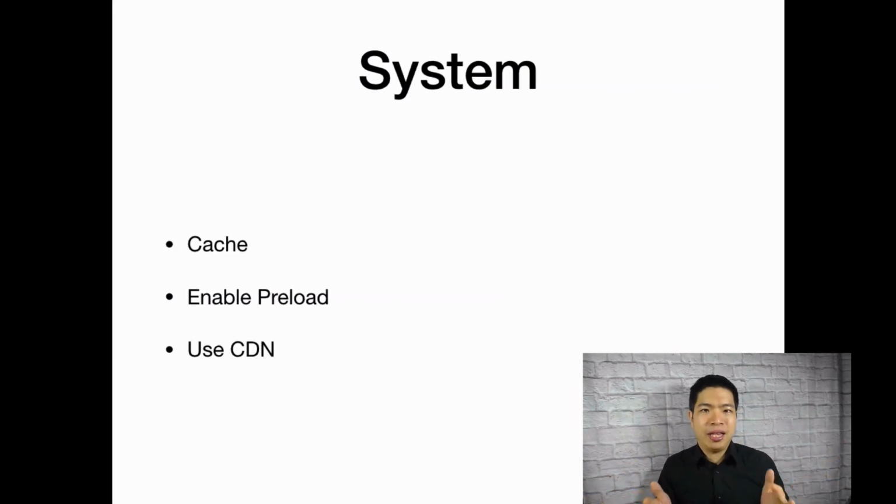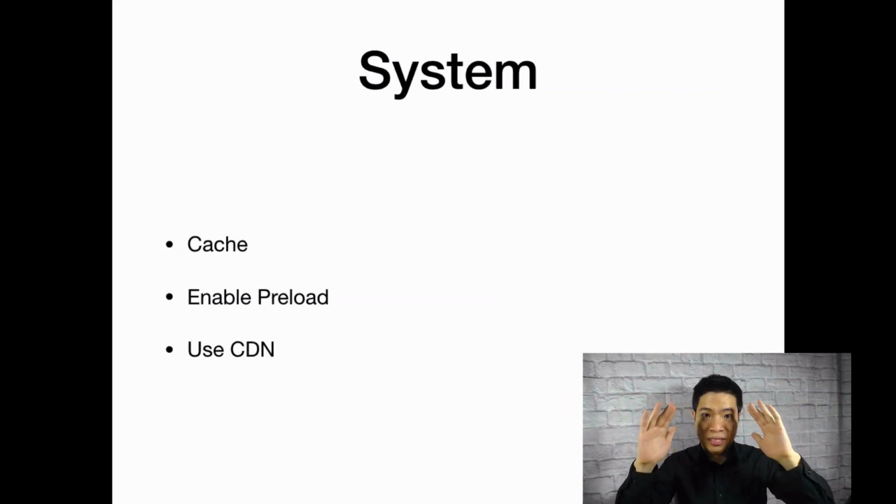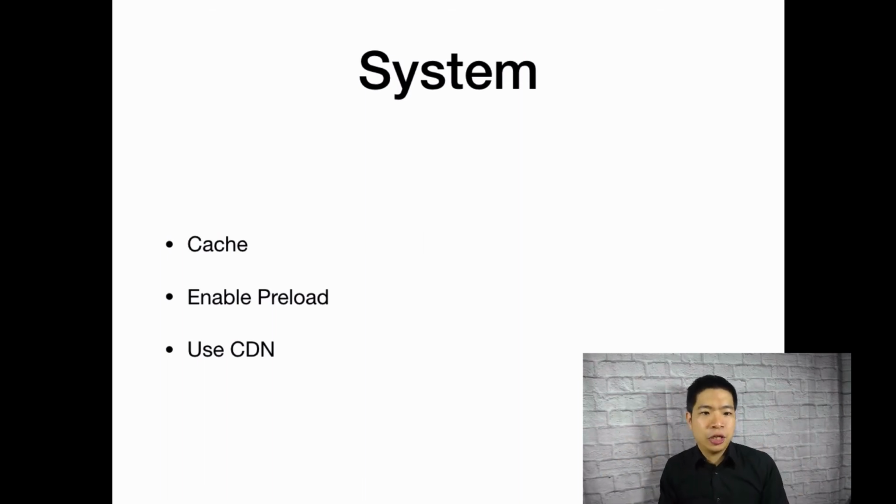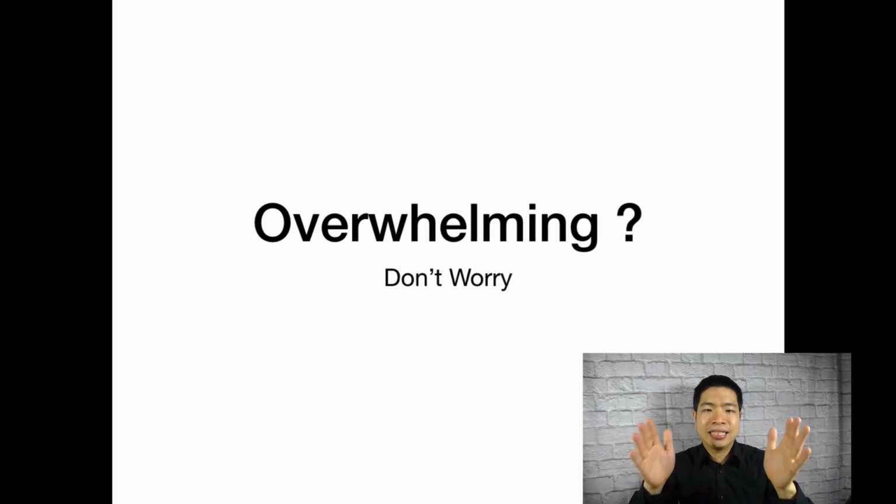Then there comes the system. Now those are more techy things. If you don't understand that, it's totally okay. So you want to implement cache, which means you don't want to load the same resource over and over. As long as someone has cache on their computer, they just load their previous data. And you want to enable preload, which means you can load the information before people even get to the page. And you want to use CDN. You want to put that content on a faster server, right? So if you feel overwhelmed, that's okay, right?